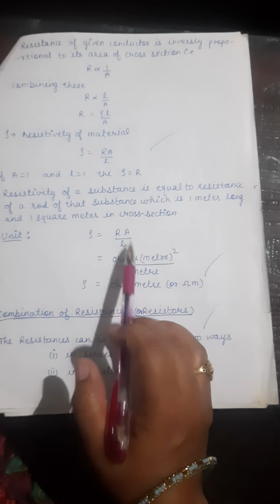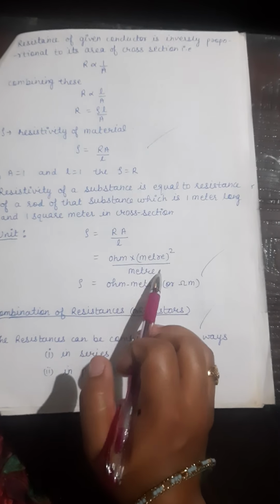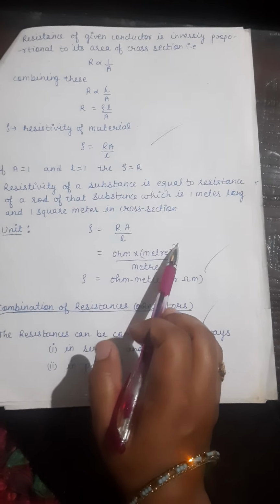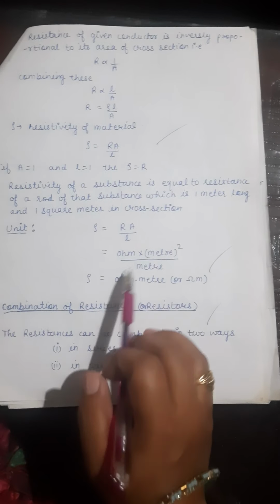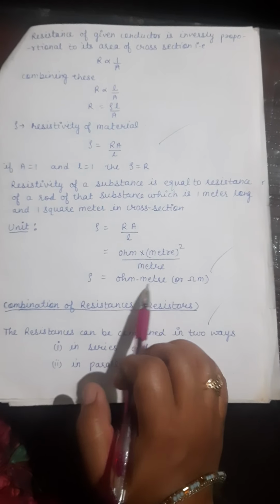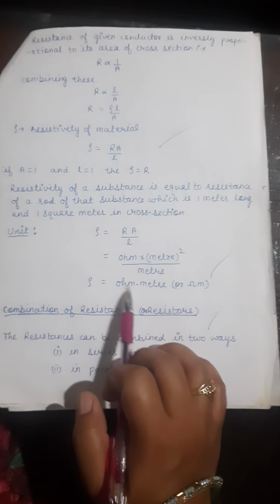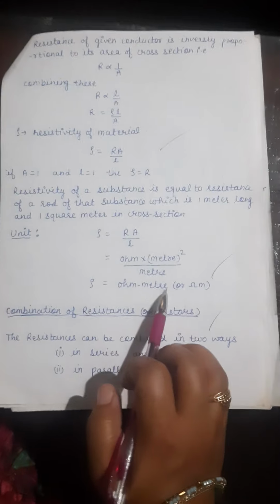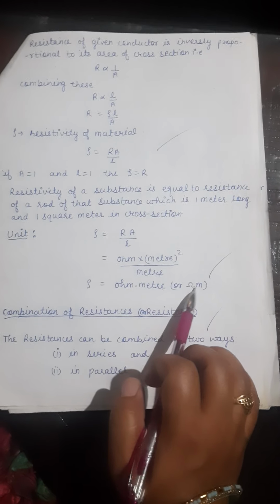The resistance unit is ohm, the area unit is meter square, and the length unit is meter. Here is the 1 power and here is the 2 power, so one power will be cancelled out. Therefore the resistivity unit is ohm meter. Students, the unit of resistance is ohm and of resistivity is ohm meter. You can denote it by ohm meter.